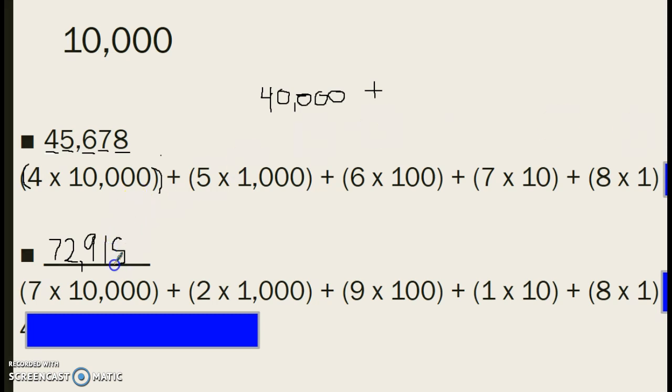Now let's read this out loud. Please remember that we read the 10,000 and 1,000 together, and we read the 10 and the 1 together. 72,918.